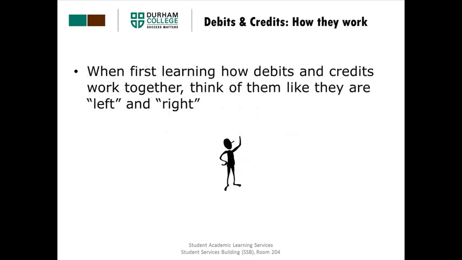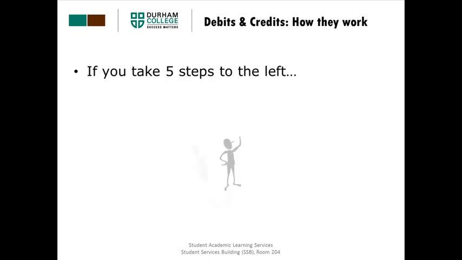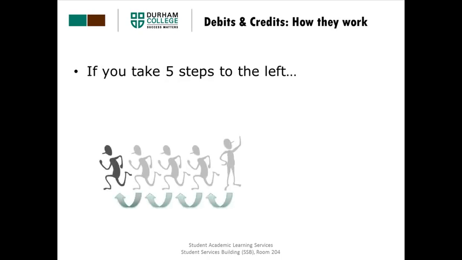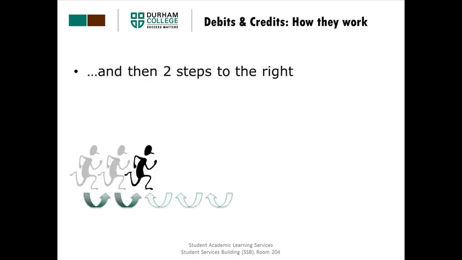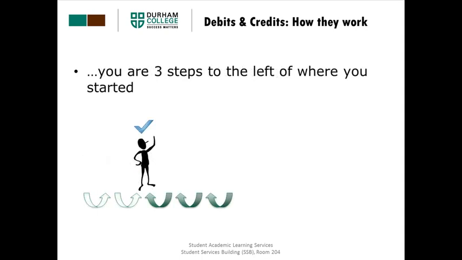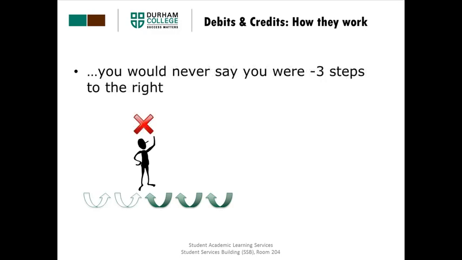When first learning how debits and credits work together, think of them like they were left and right. If you take 5 steps to the left and then 2 steps to the right, you would describe your position as 3 steps to the left of where you started. You would never describe your position as -3 steps to the right of where you started.